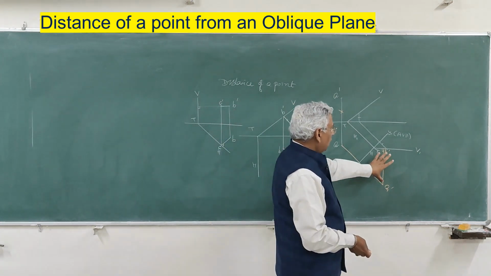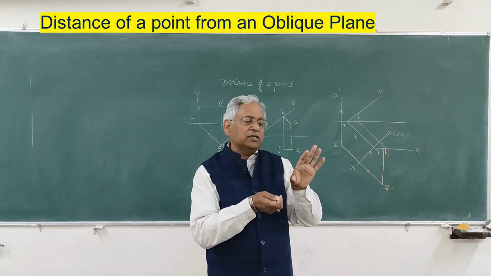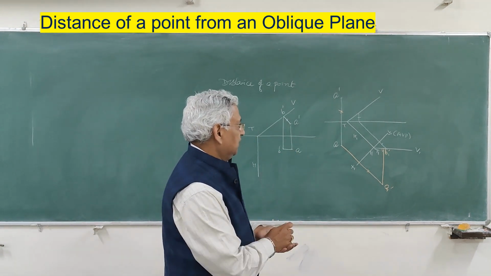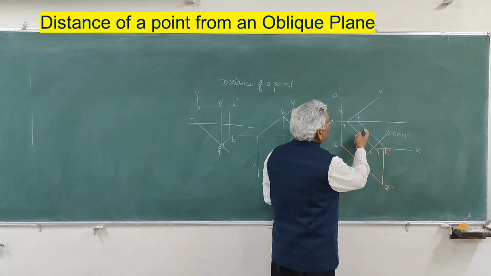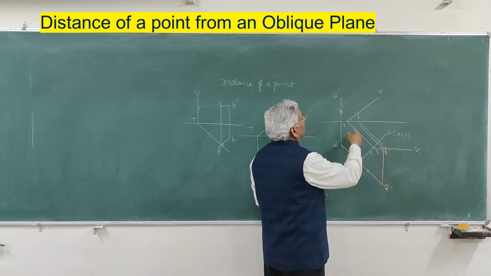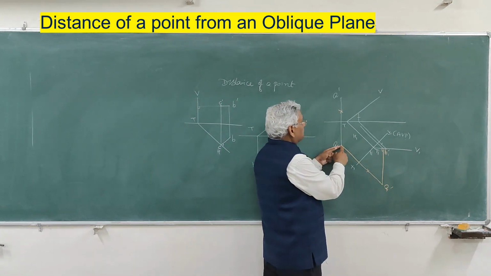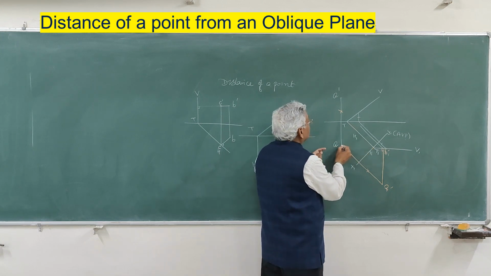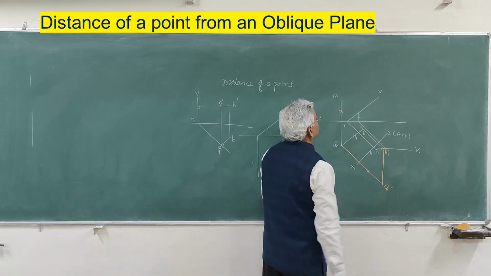So AB is now perpendicular to the oblique plane, and therefore projections AB and A dash B dash will be perpendicular to the traces, the horizontal trace as well as the vertical trace. So from B1 dash, if you move perpendicular to the ground line, back to our old ground line XY, and draw a line perpendicular to the horizontal trace, you get the point B.